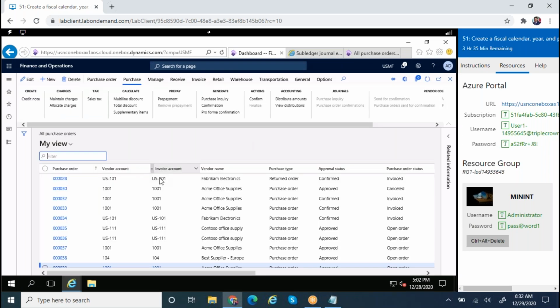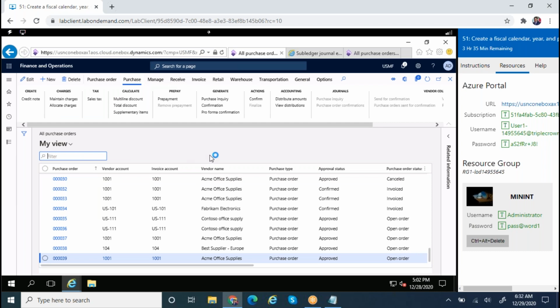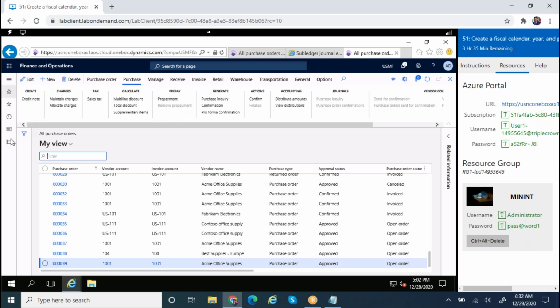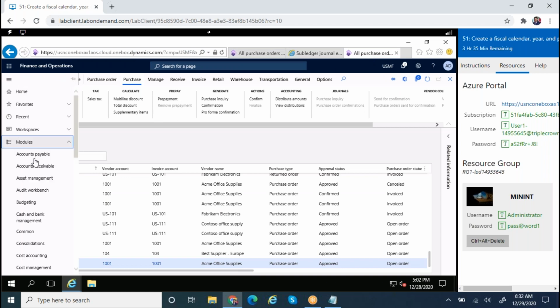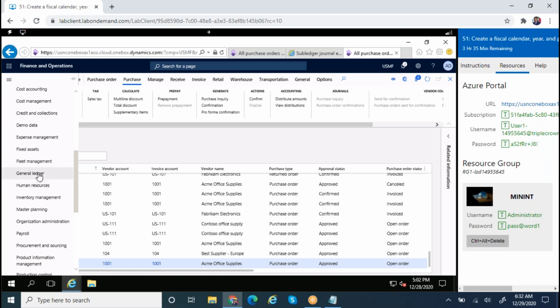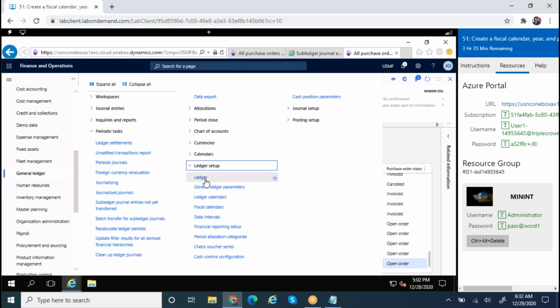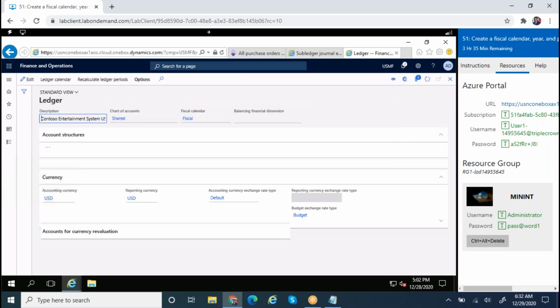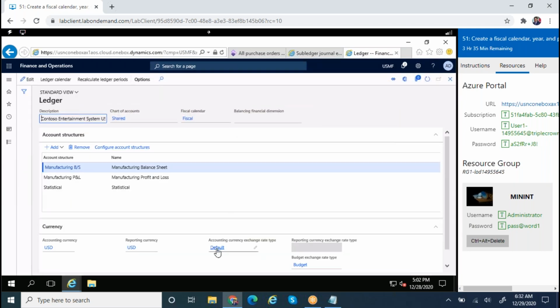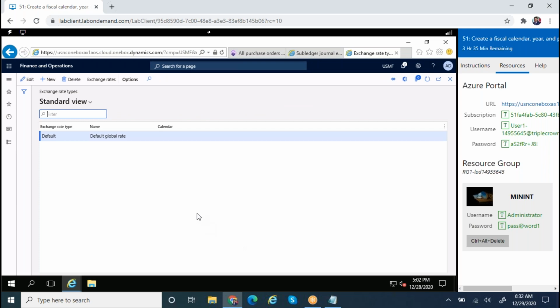Because the session date I have changed here is the 21st. Okay, now I will map two different exchange rates. Go to General ledger, Ledger setup, Ledger. In this ledger, the exchange rate is here, the default exchange rate.